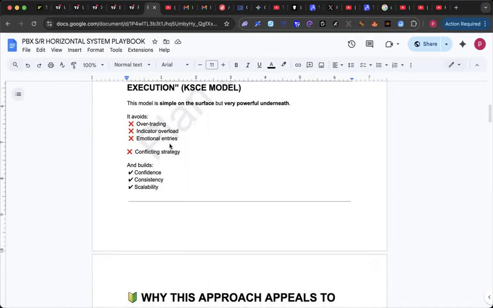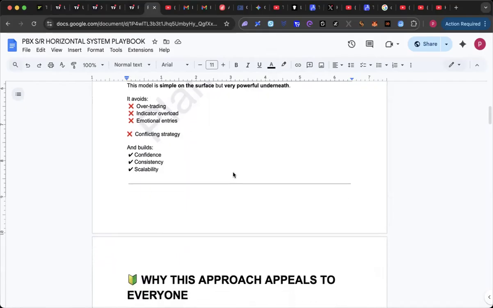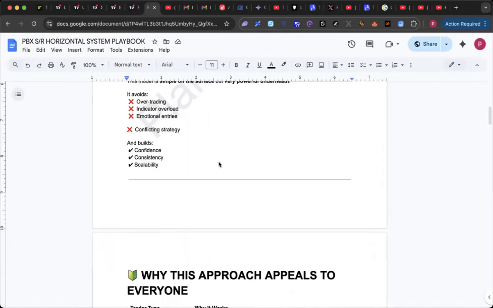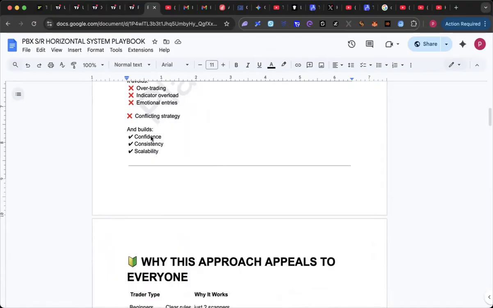Now, emotional entries. Don't just react to the market, you respond to your rules. All right, conflicting strategy, like I've mentioned. Okay, since I know how to trade this one, then you should have just faced it. Don't subscribe for the scanner. The scanner should be an edge for you and to ease your work. Then you build on this confidence, consistency, and scalability. Scalability will come when you are repeating, taking profits, and then able to move up.